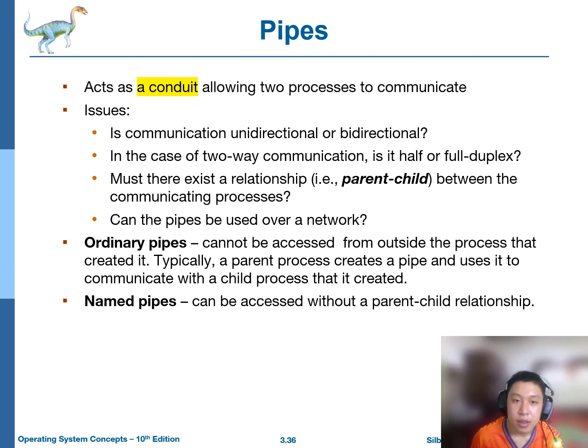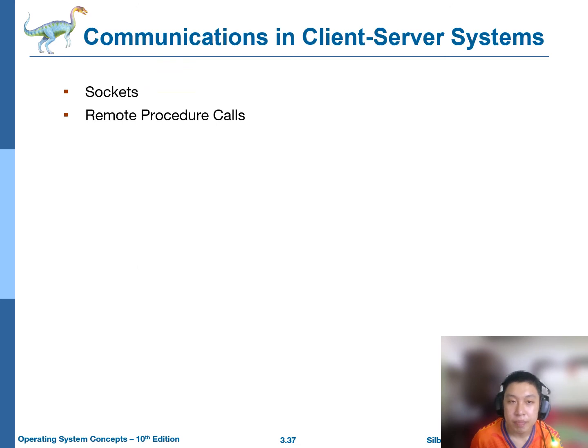Must there exist a relationship between the communicating processes? Ordinary pipes cannot be accessed from outside the process that creates them. Typically, a parent process creates a pipe and uses it to communicate with a child process that it creates. Named pipes can be accessed without a parent-child relationship.